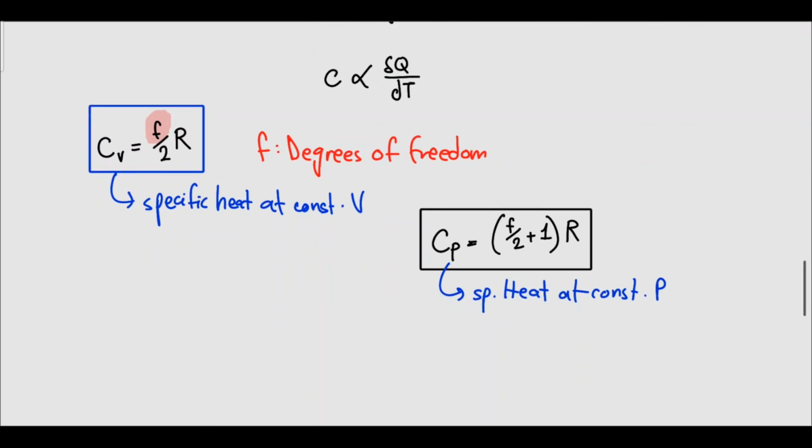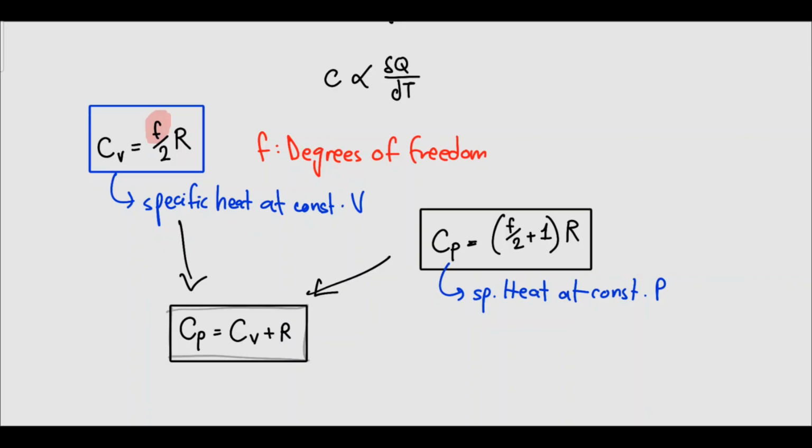Right. And as you would understand from these two formulas, basically Cp equals Cv plus R. It is obviously also very important to note that these are the molar variants of the C values.